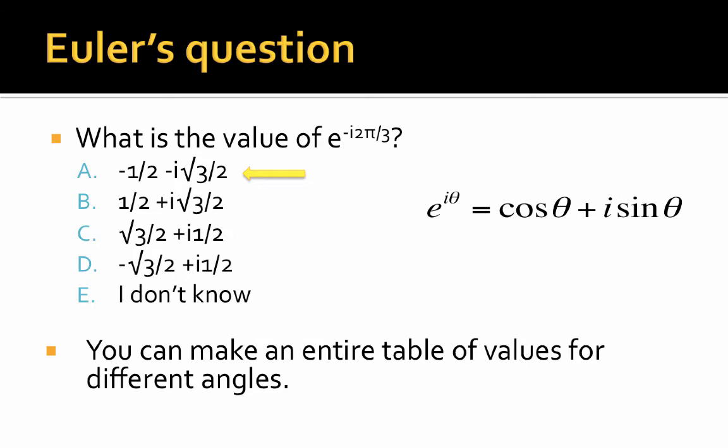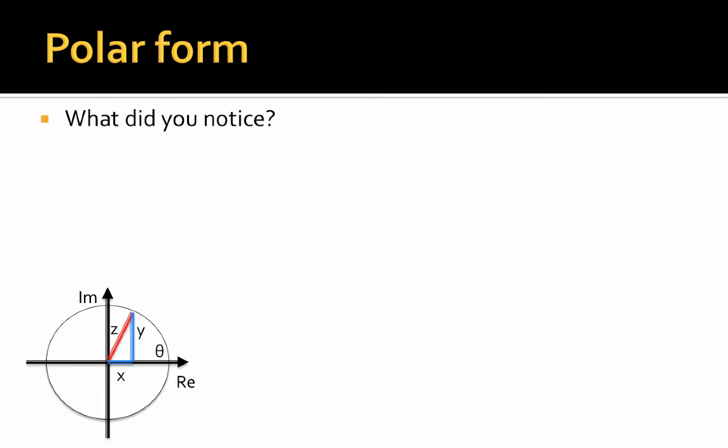And you will see when you work it out that you get minus 1/2 minus i root 3 over 2. So here's what we're going to get out of this. When we're dealing with the polar form, well, now we're introducing the polar form. What did you notice about those examples?